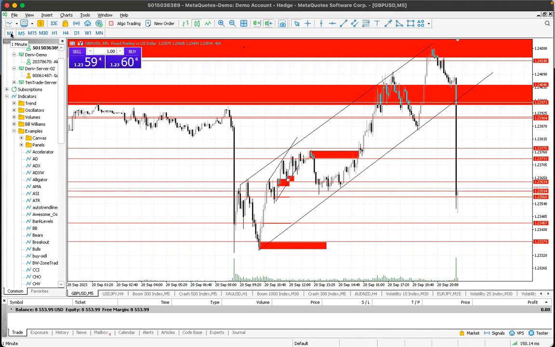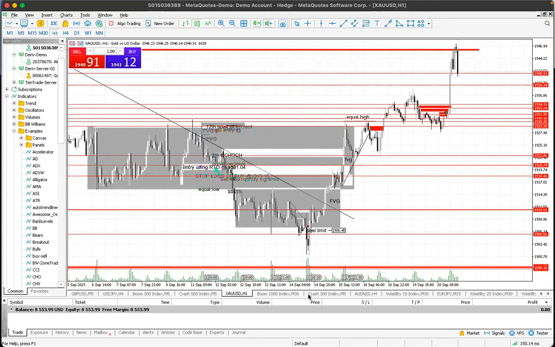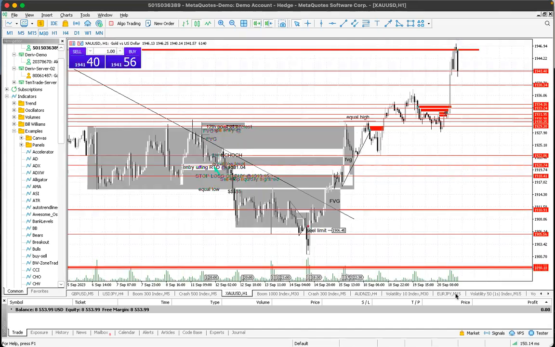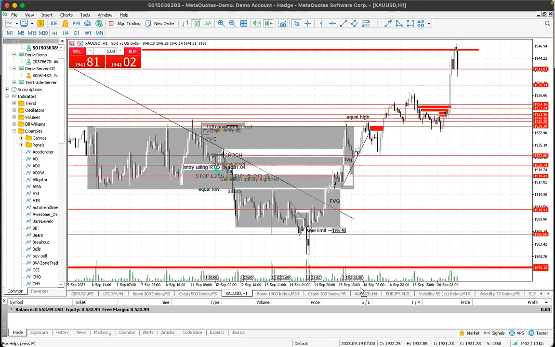This is a drop, man. I'm trying to look at possible places where it might reverse. GBP USD. Would it have been gold dropping? What else are we trading? Let me take this off.